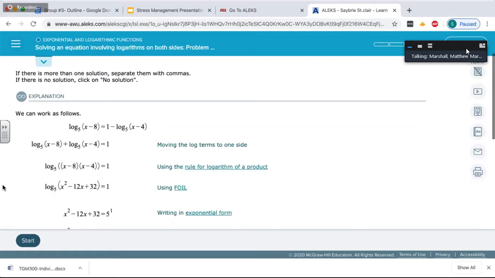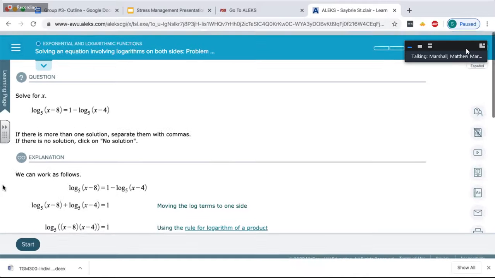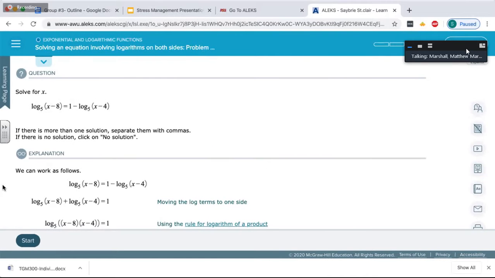Alright, so these are a little bit better. I'm glad they're different. If you want to go back up to that top one. Right there. Alright. So log base 5 of x minus 8, plus log base 5 of x minus 4. Same base. Okay, you go down a little bit there.